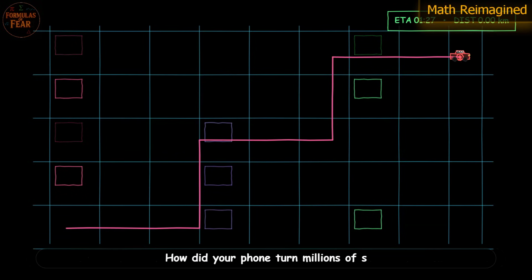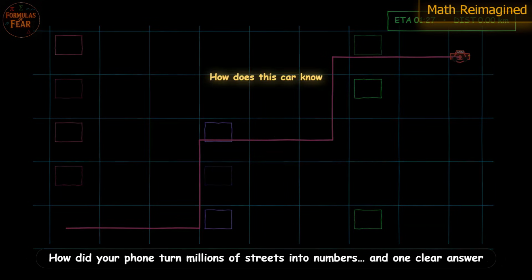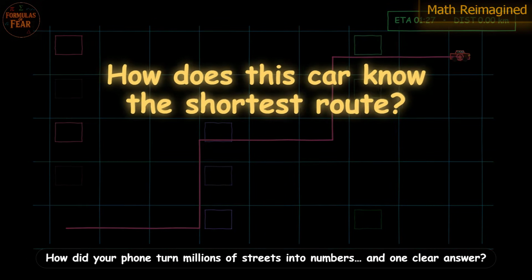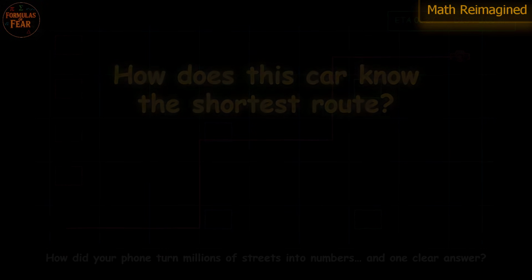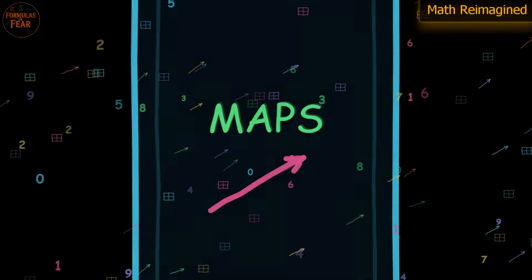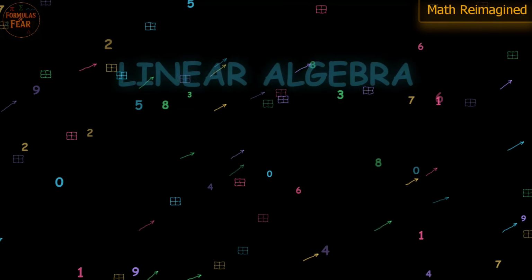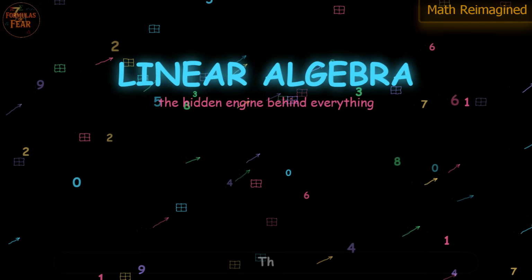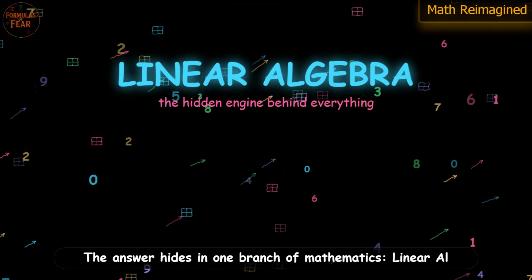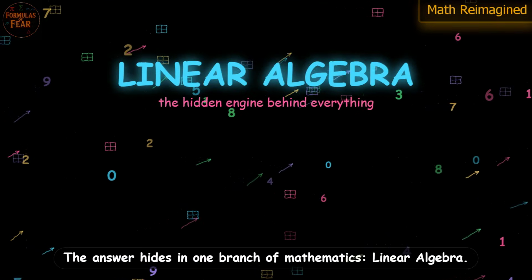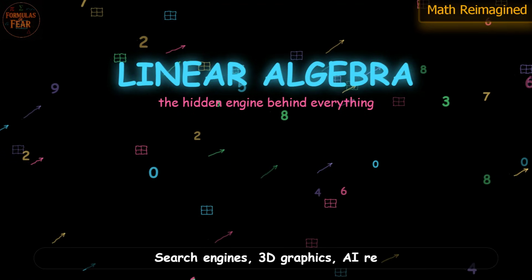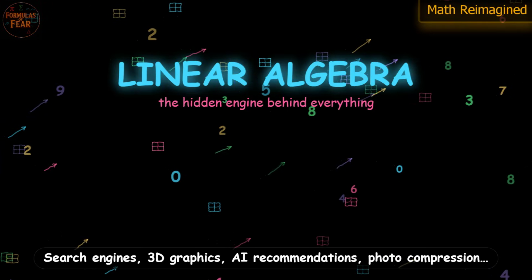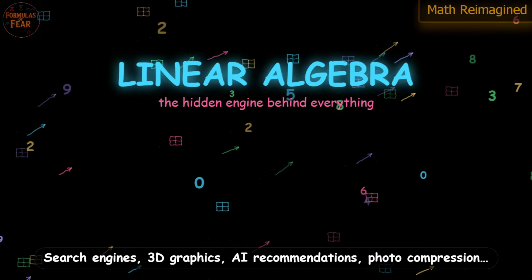How did your phone turn millions of streets and intersections into mere numbers and then return them to you as one clear, single answer? The answer hides in a single branch of mathematics called linear algebra. This branch is the hidden engine behind almost everything you touch daily. Search engines, 3D graphics in your favorite games, the artificial intelligence that recommends movies to you, and even the compression of the photos you send to your friends.